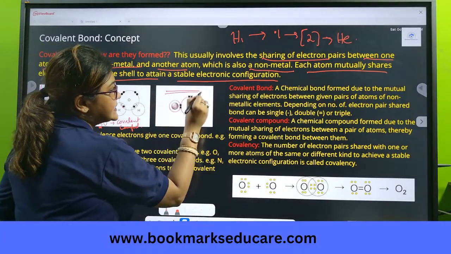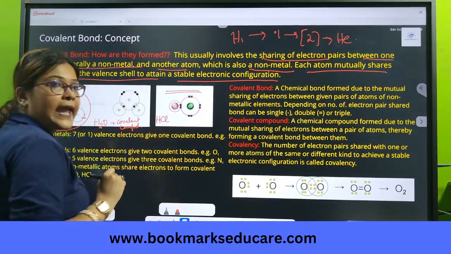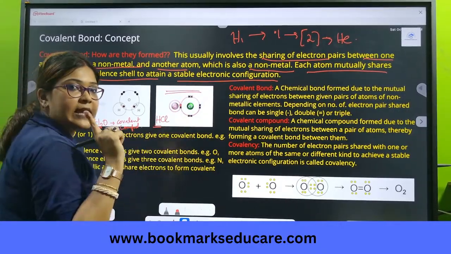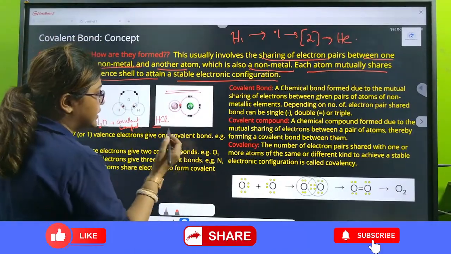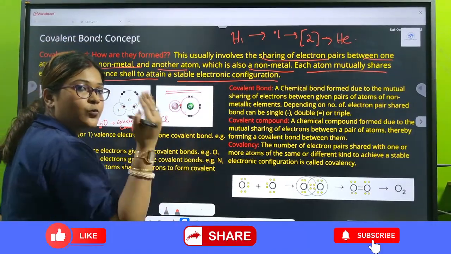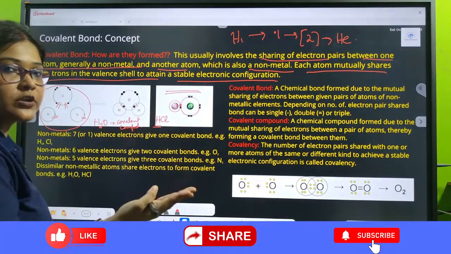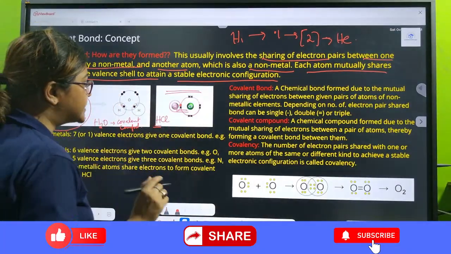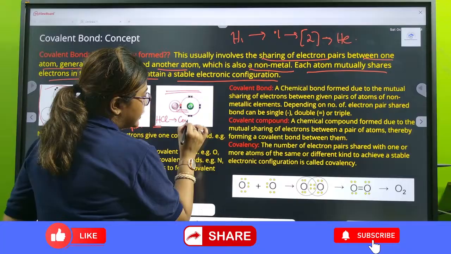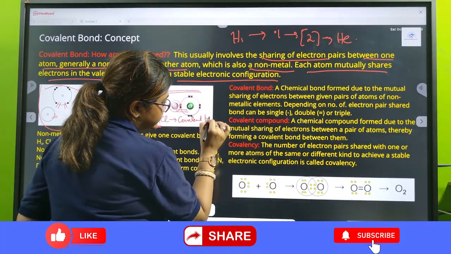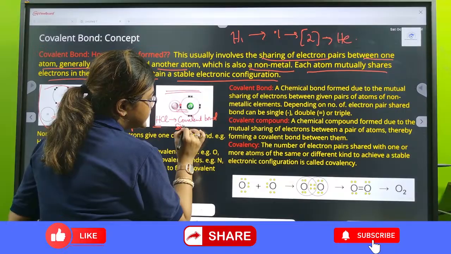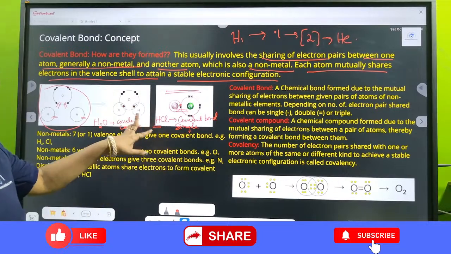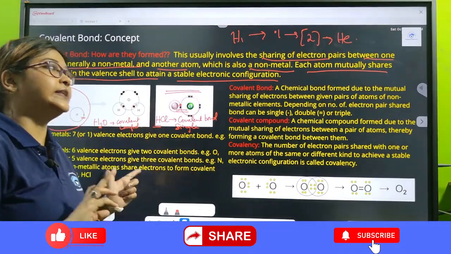Similarly, if you see HCl also, hydrogen has 1 electron and chlorine has 7 electrons in its outermost shell. So chlorine will try to acquire 1 electron and also hydrogen has a shortfall of 1 electron. Therefore, they mutually share their electron pairs to generate a covalent bond. This is a single covalent bond. So HCl is also an example of a covalent compound.